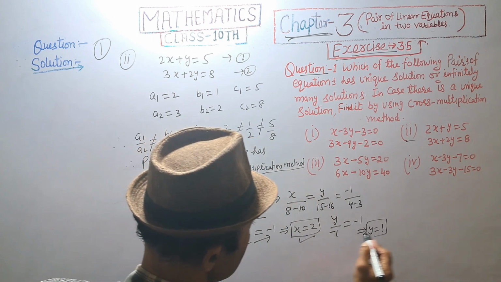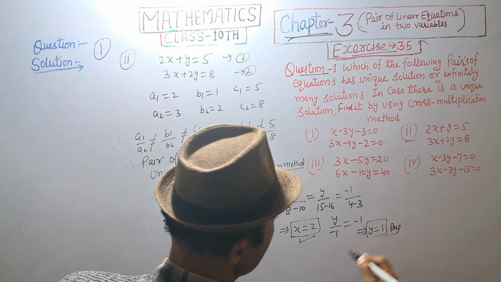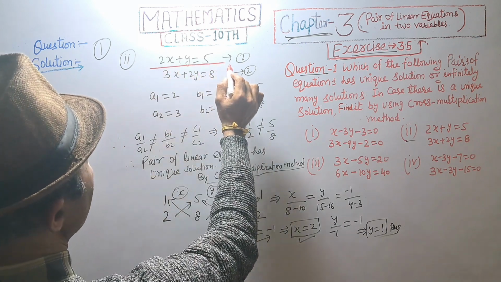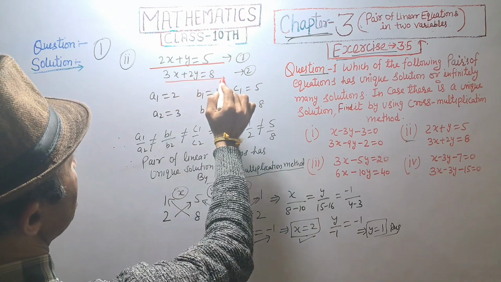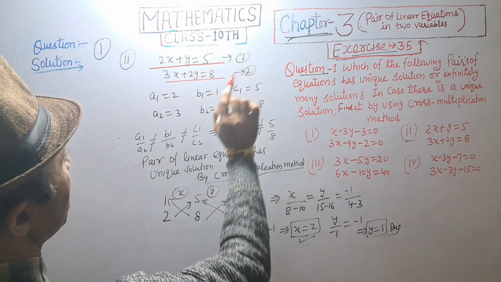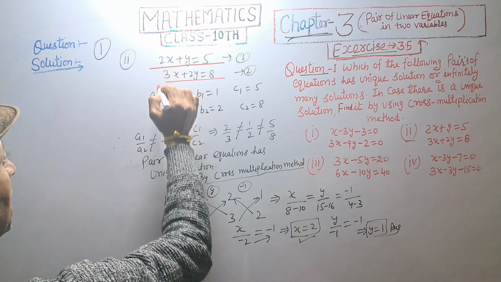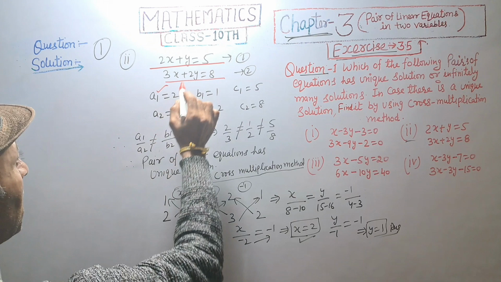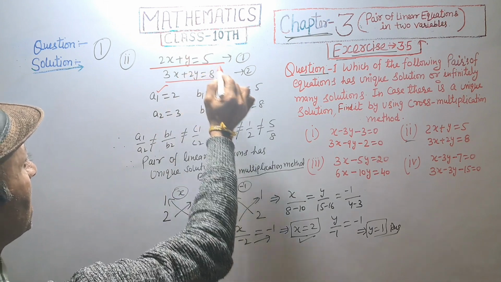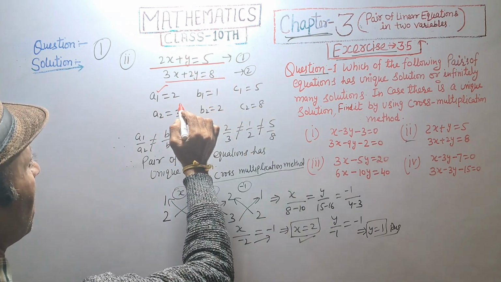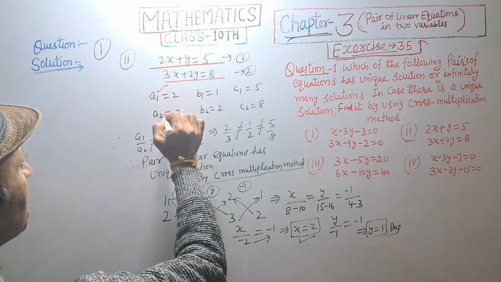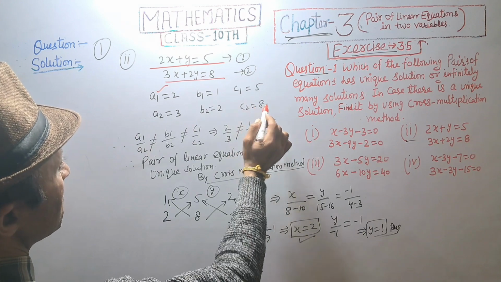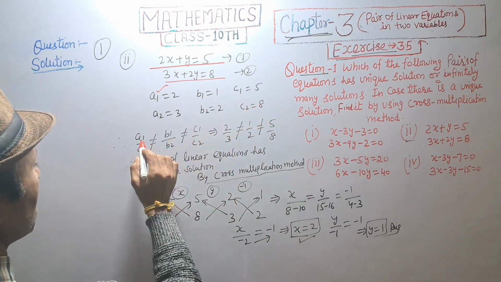X is equal to 2, answer. Y is equal to 1, answer. Given equation is 2x plus y equal to 5, equation first. 3x plus 2y is equal to 8, equation second. And in equation first, a1 is 2 and b1 is 1, c1 is 5, and a2 is 3, b2 is 2, and c2 is 8.